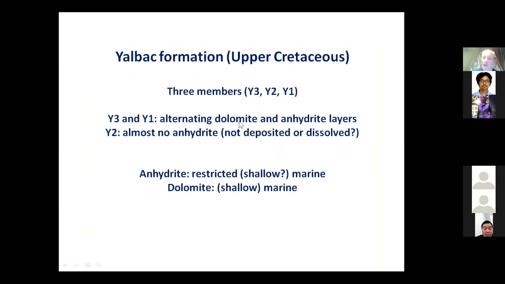Y3 and Y1 are just alternating dolomite and anhydrite. Similar, well, a lot of anhydrite. Y2 has almost no anhydrite, and the question is, was it not deposited, or was it somehow dissolved? That's kind of a radical idea, because there was so much anhydrite that we probably would have put in there. Is it possible it all dissolved? Both of these environments we would expect to be shallow marine. So whatever's happening here is probably not tectonically driven.